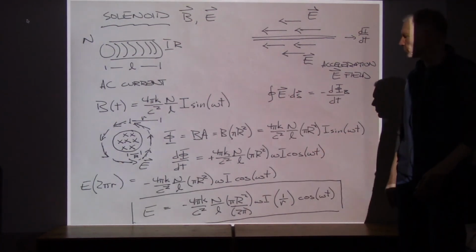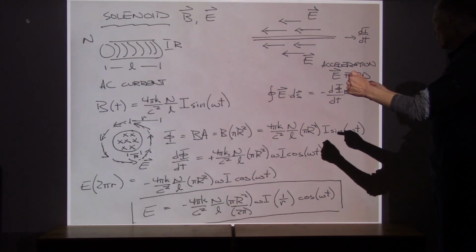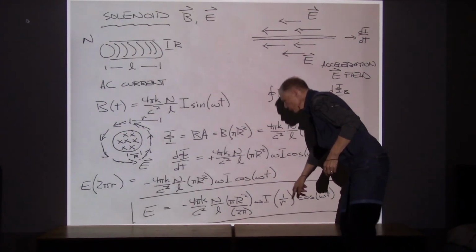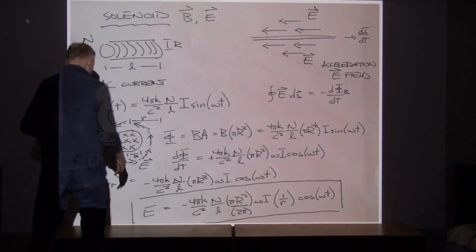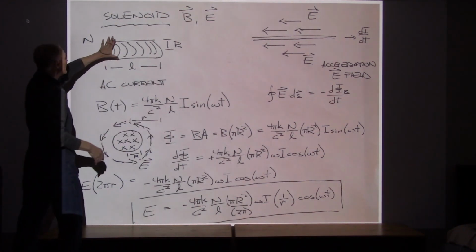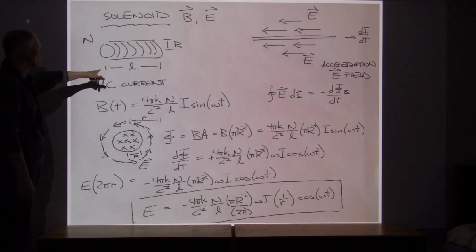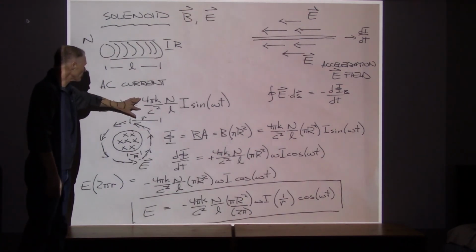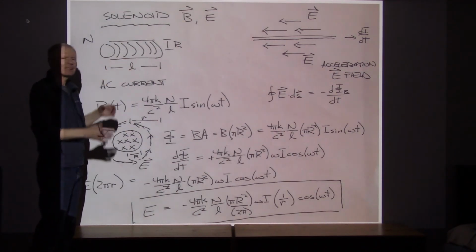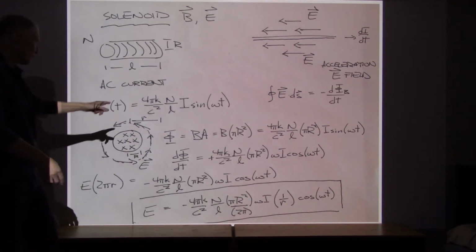It's minus 4 pi k over c squared, n over L, pi r squared over 2 pi, omega I. Now I put the 1 over r here by itself. I thought that was interesting. What it's saying is the E field is going to get less and less as I move farther away from the center of this solenoid. And again, this is one of those approximations. We started with an approximation assuming the solenoid's really long, and that says that this E field formula is really only going to work in regions pretty close to the solenoid, but that's it. So that's what the E field is.